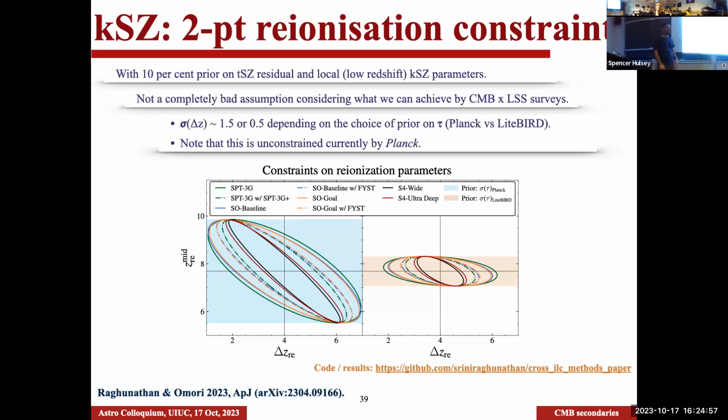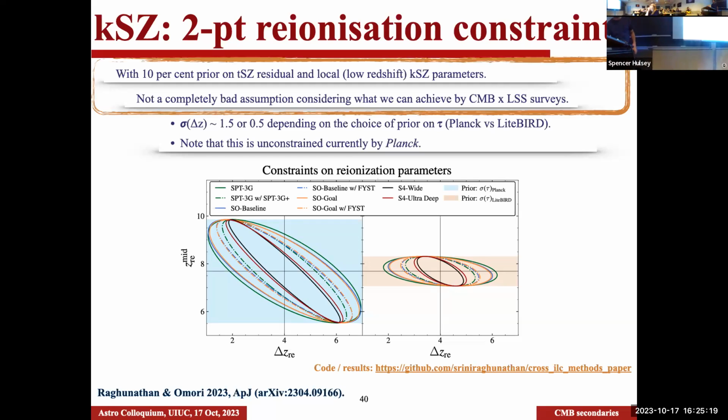Because that's how kSZ works. This prior comes from Planck, from the large scale E-mode bump that I mentioned before. But if we remove that Planck prior and assume a LiteBIRD prior, which is futuristic, you can see that these constraints improve by roughly a factor of 3. So this is looking really nice. But I want to highlight that I've assumed some prior on the local kSZ, so can we actually do better? And it seems that we can do better.